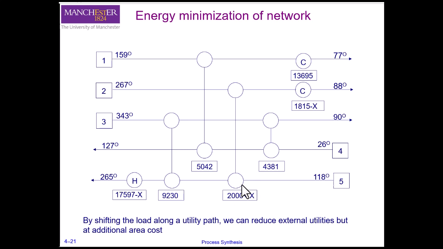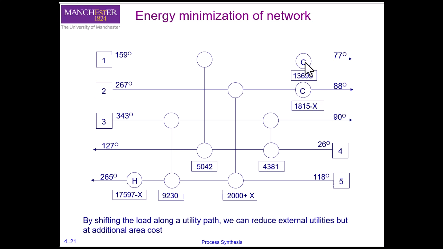Now the problem with working with this utility path is that it only has a small energy consumption on that cooler here, only 1815. So the biggest reduction we can make on the energy consumption of this network using this utility path is that of this cooler, and that will take us to 0 on that cooler. And once we have done that, then we have used up that degree of freedom completely.